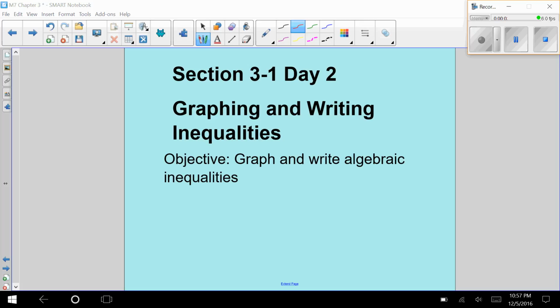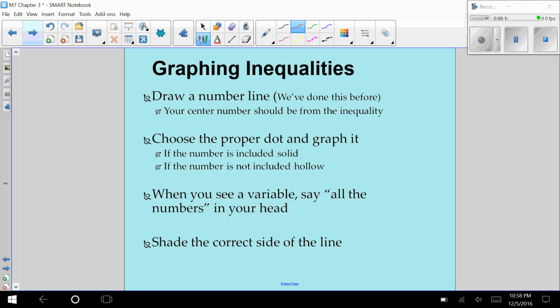This is section 3.1, day 2, graphing and writing inequalities. Our objective today is to graph and write algebraic inequalities. To graph inequalities, we'll draw a number line, like we've done before. Our center number should be the number from the inequality. Then we'll choose the proper dot and graph it.